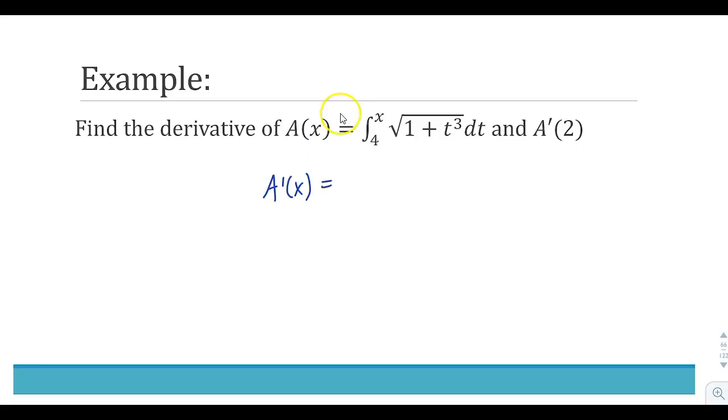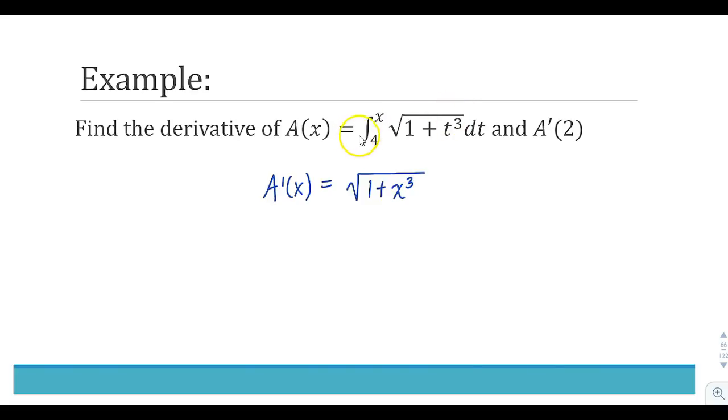So I'm interested in taking the derivative of this area function, this definite integral, where I have x as the upper limit of integration and 4, a constant, as the lower limit of integration. So on this one, we wouldn't be able to find a general antiderivative for this integrand, like we did when it was just t cubed. So here we can apply the Fundamental Theorem Part 1, which simply says the derivative of this integral is replacing the t in the integrand with the variable x. So it's just the square root of 1 plus x cubed.